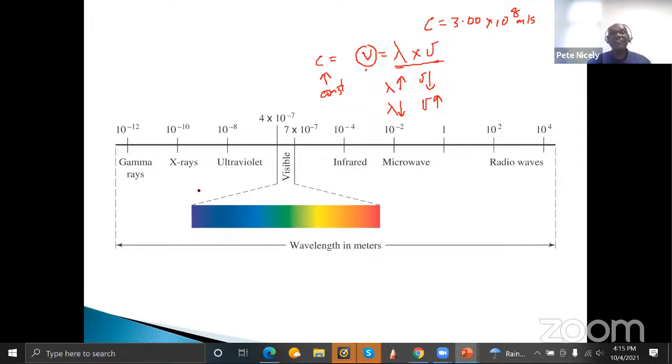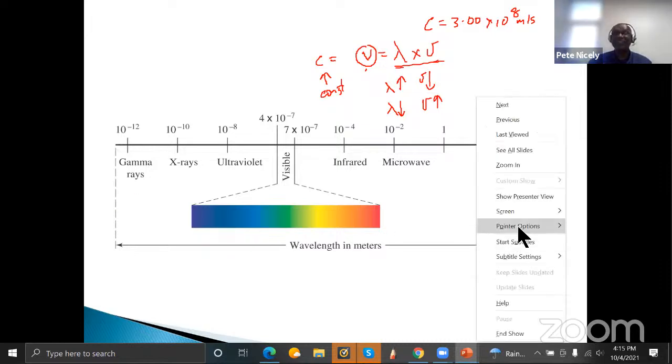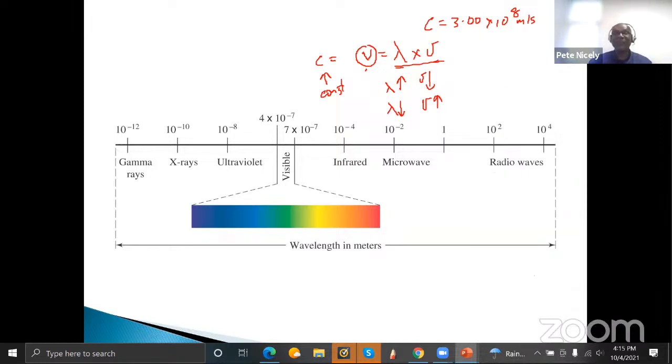Now, what you're seeing here on the screen is basically a list of all forms of radiation in order of increasing wavelength, right? So down here, we have what are known as the gamma rays. They have the smallest wavelength of all the forms of radiation that we have listed here, followed by X-rays, right? Followed by ultraviolet rays. And then we have a narrow band here, which basically consists of the different colors of light that our eyes are sensitive to.